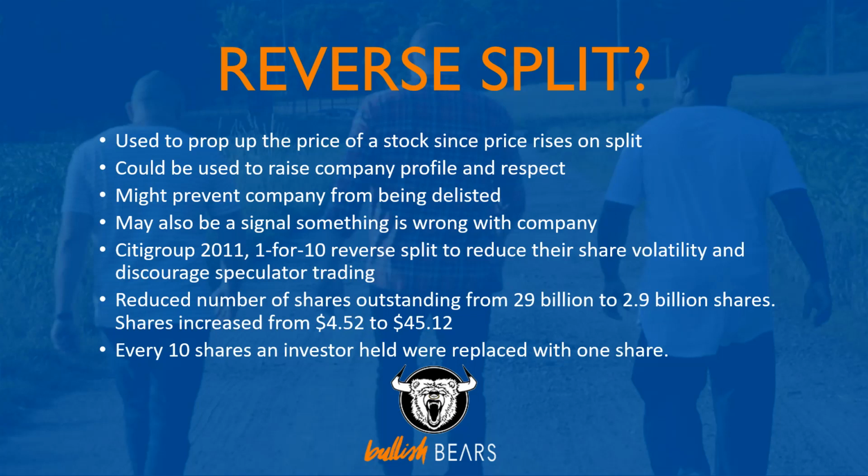They did a 1-for-10 reverse split, which reduced their share volatility and discouraged speculator trading, right? So this reduced the number of shares outstanding from 29 billion down to 2.9 billion shares. The share price increased from $4.52 up to $45.12. So every 10 shares that an investor held were then replaced with 1 share.